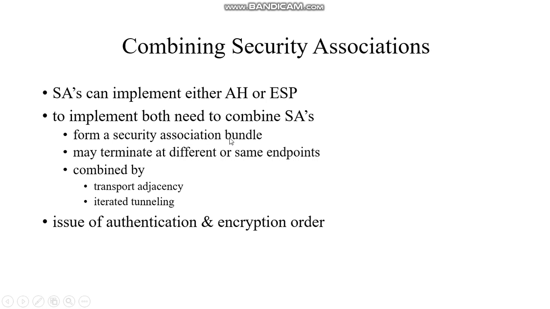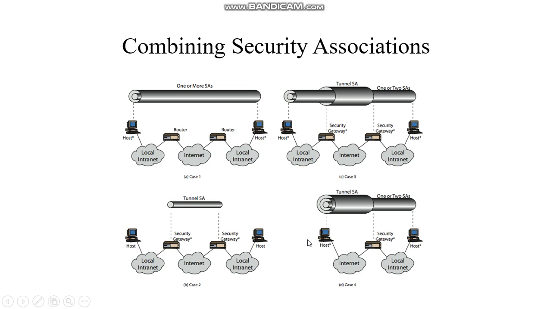That is a sequence of security associations through which the traffic must be processed to provide the IP services. It may terminate at the same point or a different point. It can be implemented in two ways: transport or the tunneling method. The basic combinations of security associations are given here. In the first case, the authentication header is in the transport mode. That is, security is provided between two end systems, host and host. The security is provided only in these two end systems.